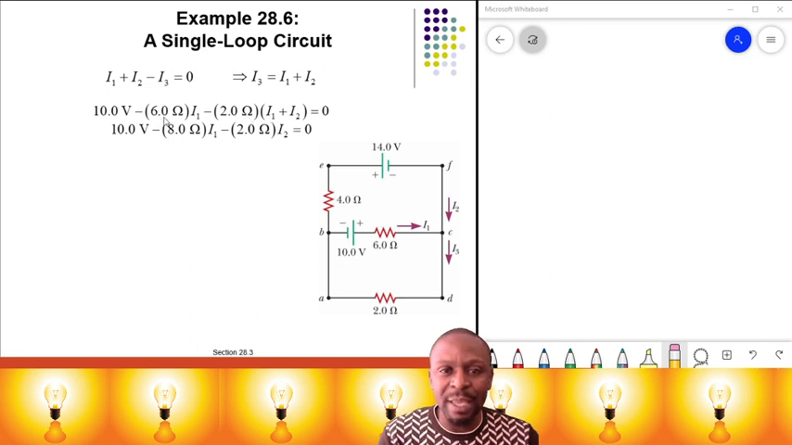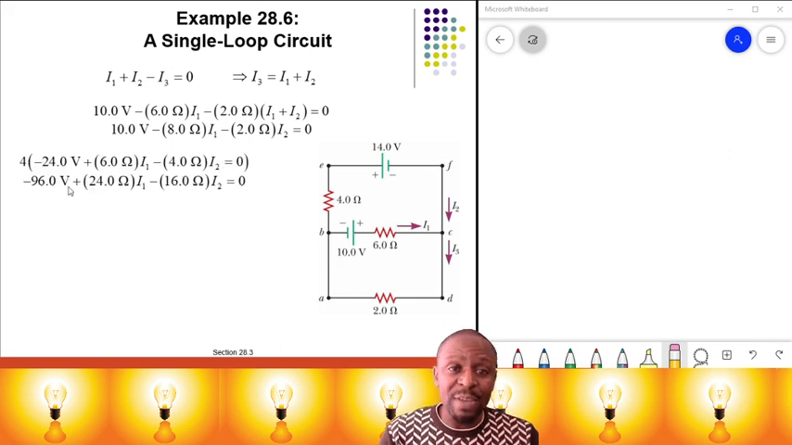From there, if you simplify this equation, you are just going to have this equation, because this I1 will actually combine with the other I1. That's why you are having the 8 ohms here, because it's 6 plus 2 for I1. Therefore, you are going to have 8. And then the 2 ohms times this I2. That's what you are going to have for that equation.